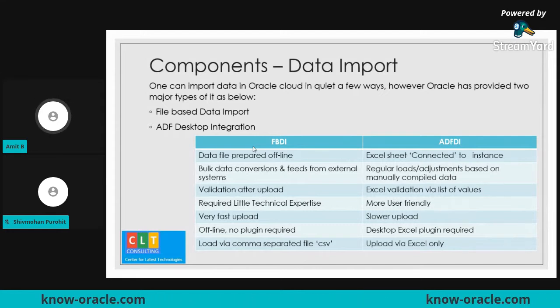For FBDI, since it is offline, you don't have to have any plugin, in addition to the template file. However, for ADFDI, Oracle itself provides an Excel plugin, which is required to be installed first. And once you have installed that plugin, then you can upload the data from that file. In FBDI, the load is through a CSV file. However, in the case of ADFDI, it is Excel only.